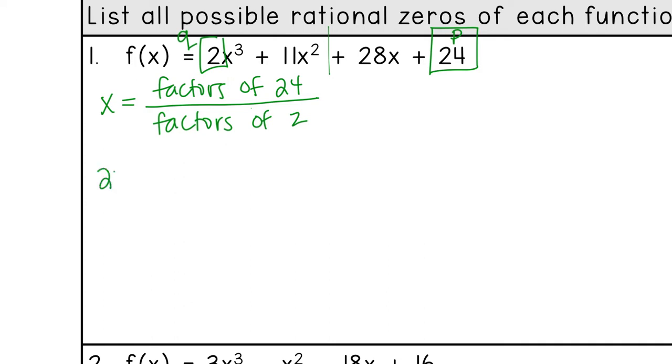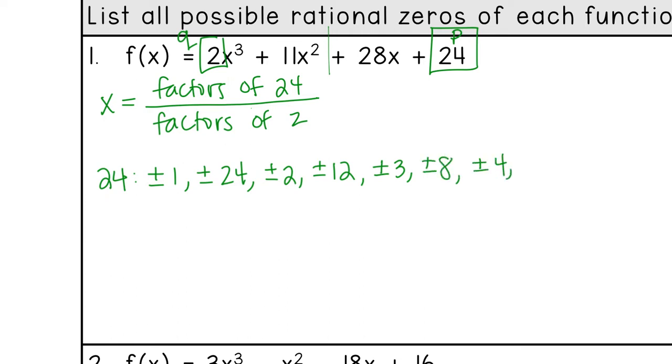Let's just go down the list. I know I could do 1 times 24, but it could be positive or negative. So plus or minus 1, plus or minus 24. Okay, it's an even number, so I know I could do 2. So plus or minus 2, plus or minus 12. 3 will also work, so plus or minus 3, plus or minus 8, plus or minus 4, plus or minus 6, so 4 times 6. And I think that's it. So those are all the factors of 24. These right here.